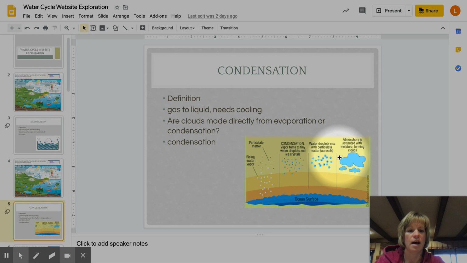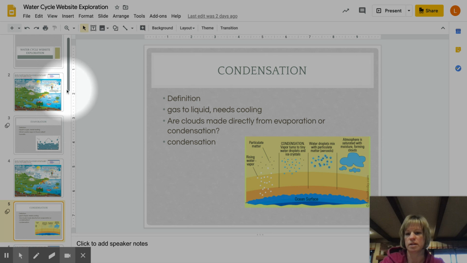And so I think that clouds look like a vapor, but they're not. And if you think about it, what comes out of them? Well, rain, snow, sleet, hail. It doesn't precipitate a vapor down on us. So it makes sense that they would not be vapor. So clouds definitely form directly from condensation. Evaporation is first, but then it's followed by condensation.